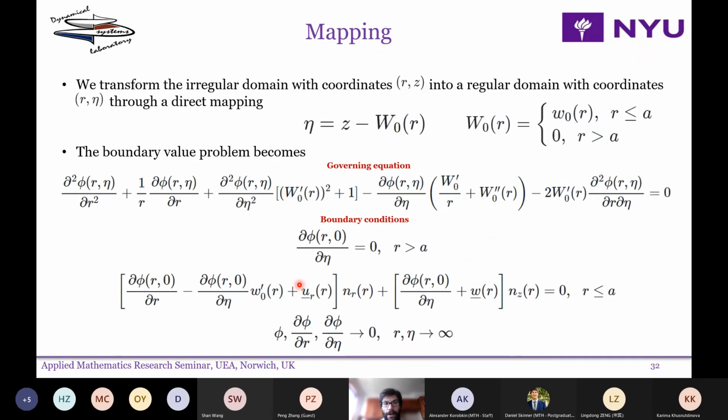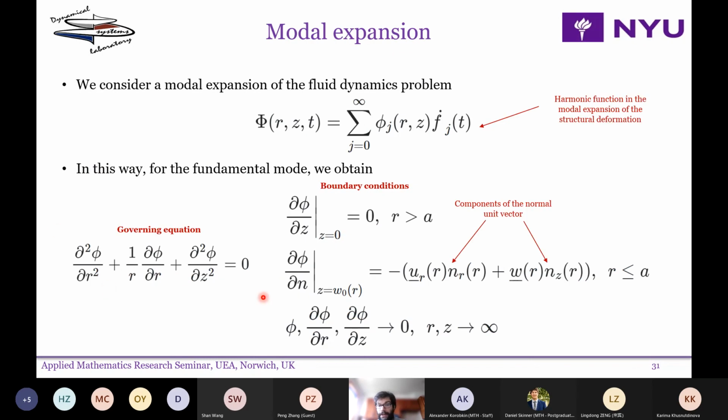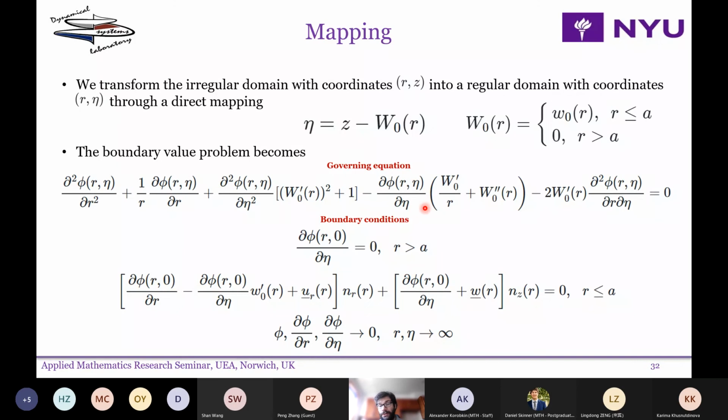At this point, we have an irregular domain in the coordinates r and z because of the deformation of the membrane. So what we do is map this irregular domain into a regular domain that is just the one that we would consider in the case of a flat membrane, through a direct mapping that considers both the z coordinates and the shape of the membrane wall. So this eta goes from 0 to infinity now. And at this point, we pay the price of having a regular domain by complicating the governing equations. Before we had a very simple governing equation and boundary conditions. Now the governing equation and the boundary conditions are much more complex.